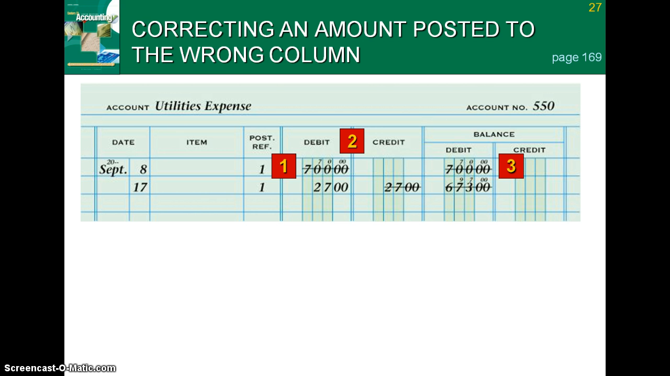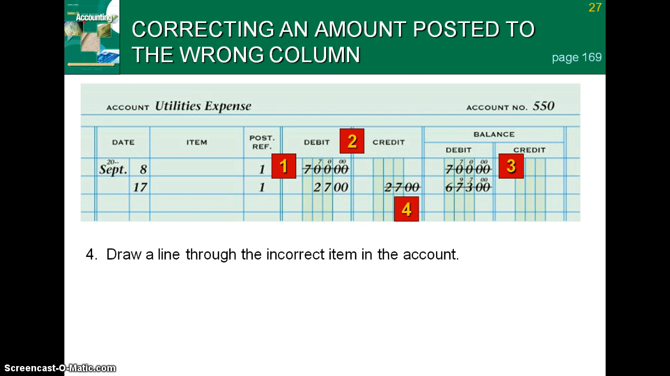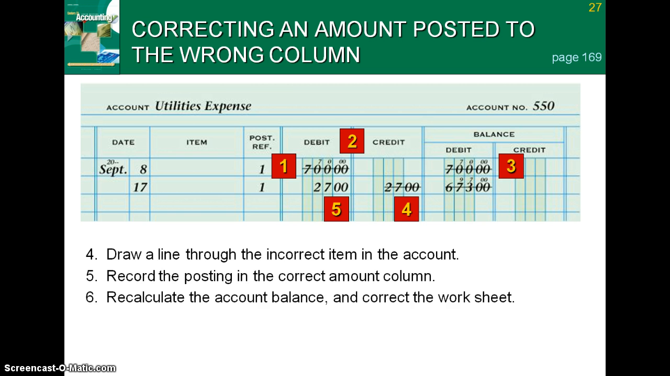If we put it in the credit column, like in this case with utilities expense, where we put it in the credit column instead of debit, no problem. We just draw the line through it like you see on here, put it in the correct column, and then go refigure our balance. Always go back in and refigure it. Always draw one straight line, always right above it, nice and neat. If we were handwriting this, you would have to write very, very little, and you can see how they've done that here within the example.